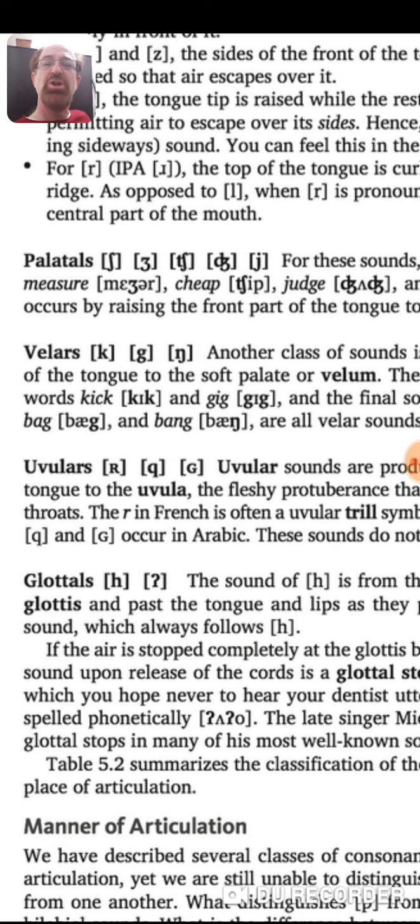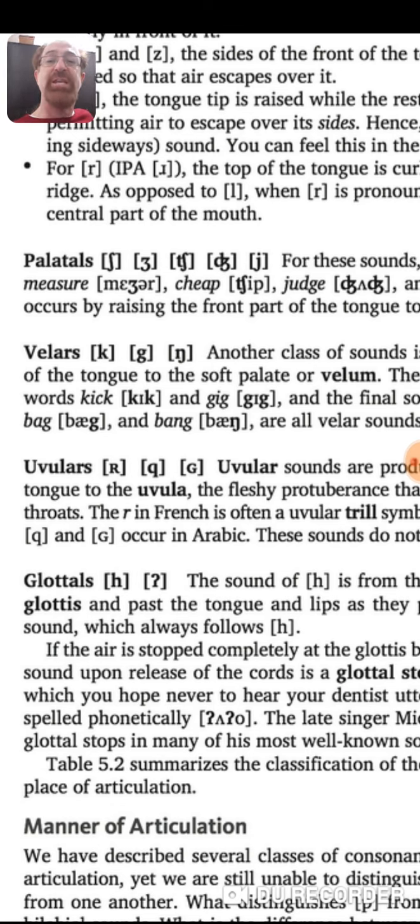So, do you say good morning? No. Iraqis are able to say G. Should they say good morning? No. How do you say it? You say good morning. No G sound.